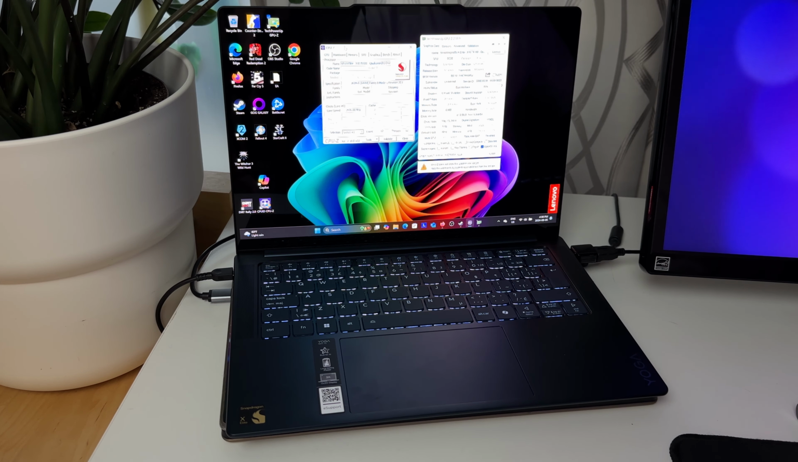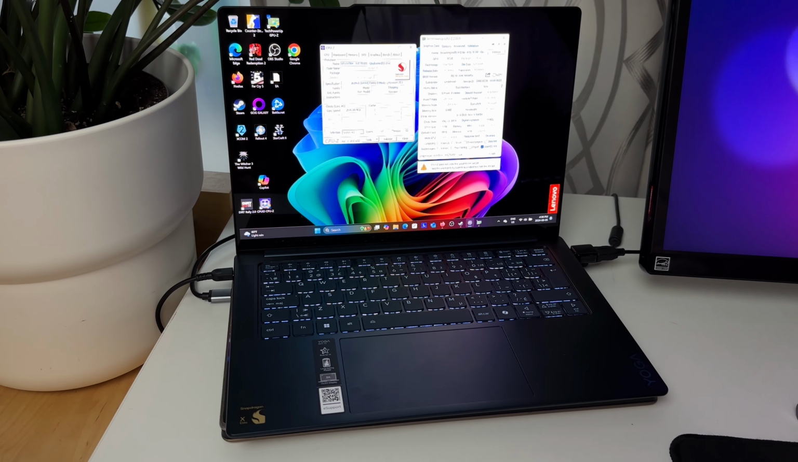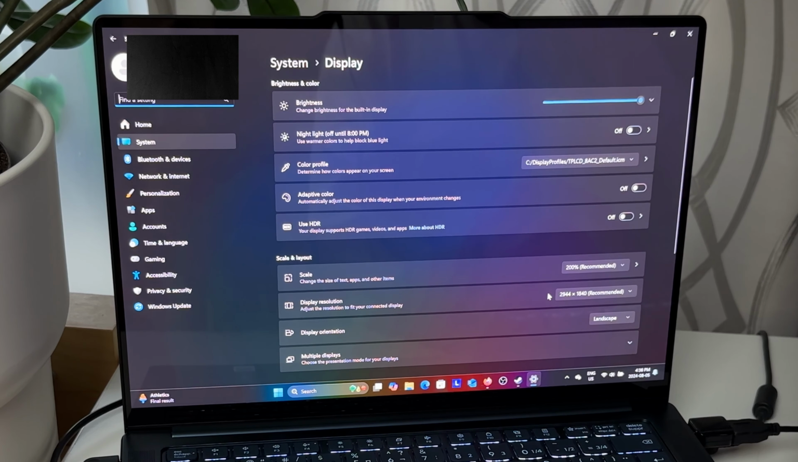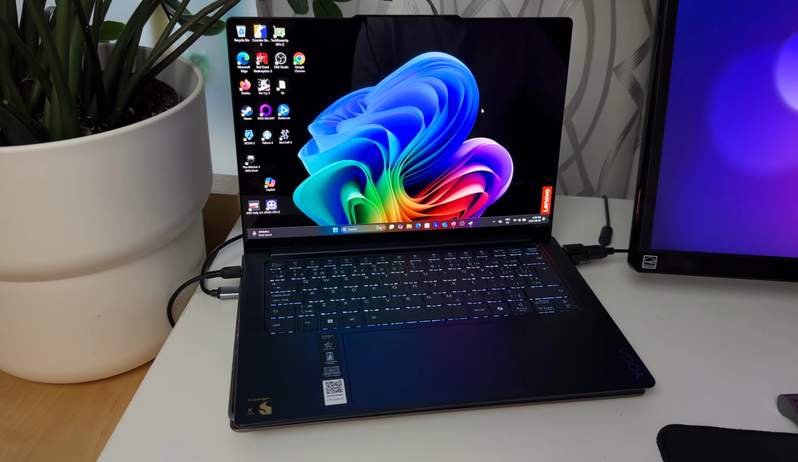And CPU-Z should carry only the CPU part. It's just a mess now. It'll get better. We'll get there eventually. The native resolution of this specific laptop is 2944 by 1840 at 90 Hz, and it's only capable of delivering that resolution and refresh rate in games at native resolution.